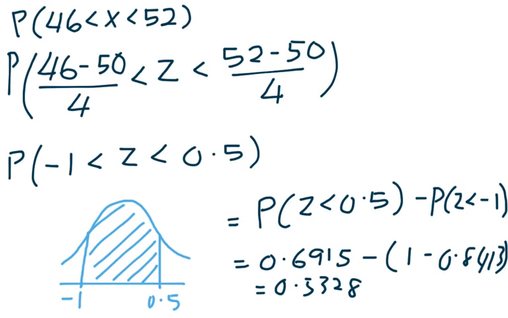So that is how you calculate the probability using the formula to transform from the real variable value and using the SND table. And I'm going to see you on the last part in the next video.